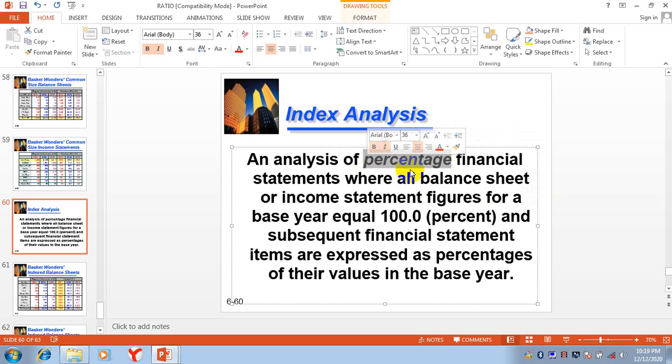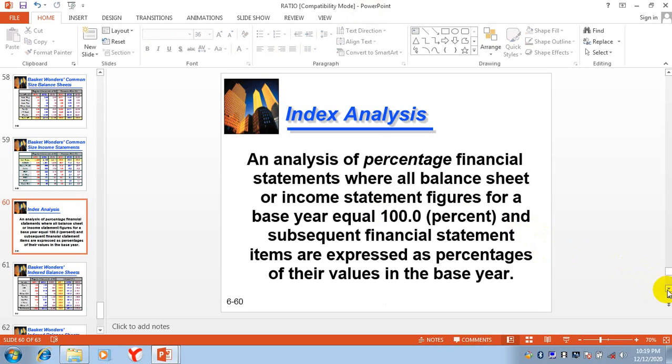But the method is changed, where all balance sheet or income statement figures for a base year equal 100%. In this analysis, we will select 1 year as a base year, and all the figures of the base year will become 100%, and subsequent financial statement items, the other years' items, are expressed as percentages of their value in the base year. Then on the basis of the base year, we will convert other years' data to percentages.